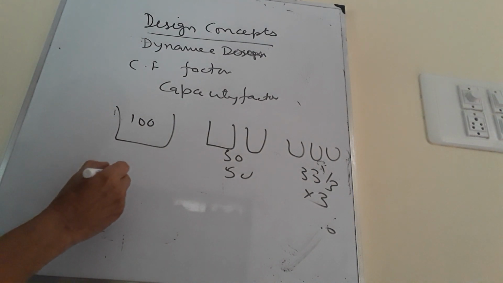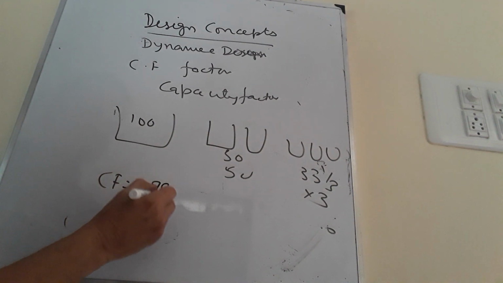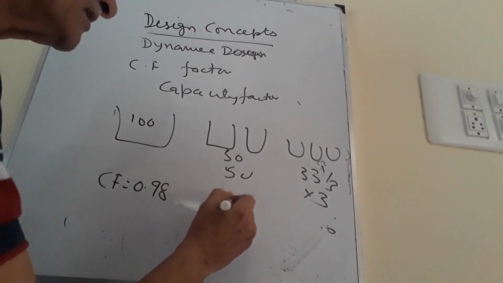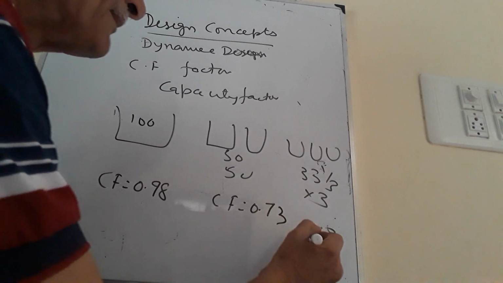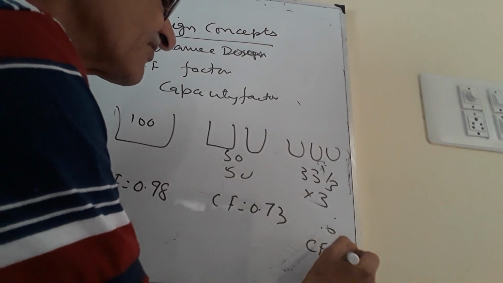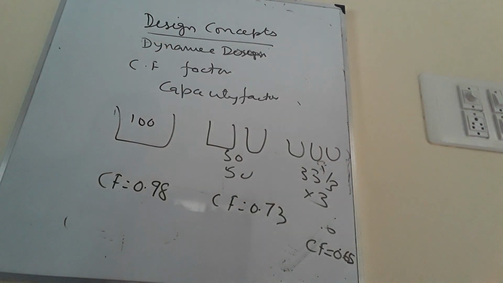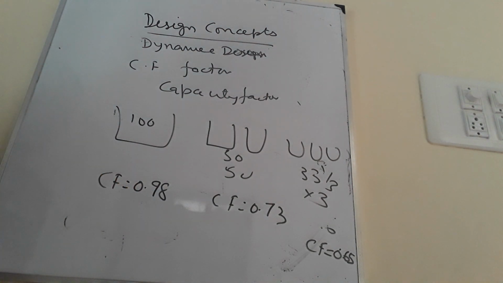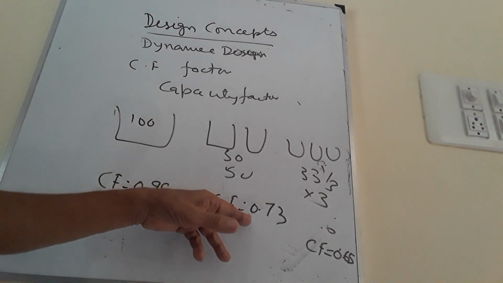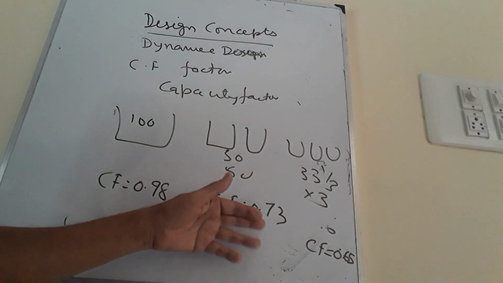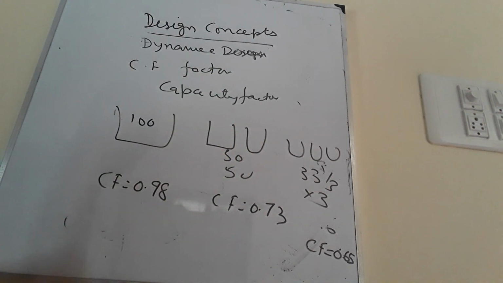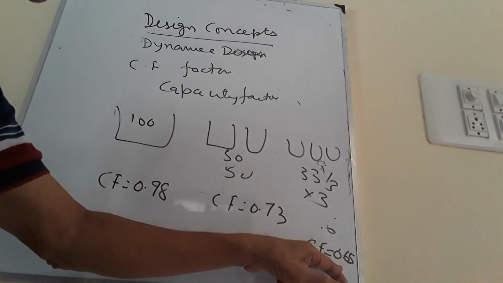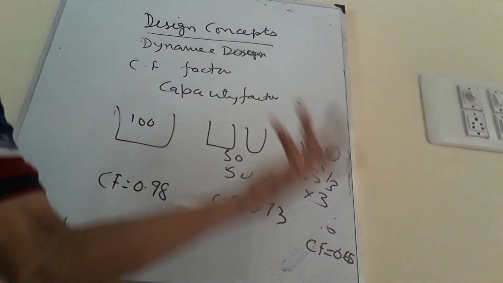Here the capacity factor is 0.98. I'm not telling the calculation part of it, I'm just telling the result. Here the capacity factor is 0.73 and here the capacity factor is 0.65 or something. I'm not doing exact values, roughly. That means here 95.8% of the time the product is pure. Reprocessing cost is very less. Whereas 0.73 is the capacity factor, 27% of the product you have to reprocess or throw away. Here 65% is within the band, 35% is waste, reprocessing cost.